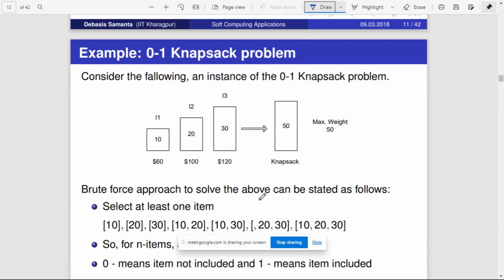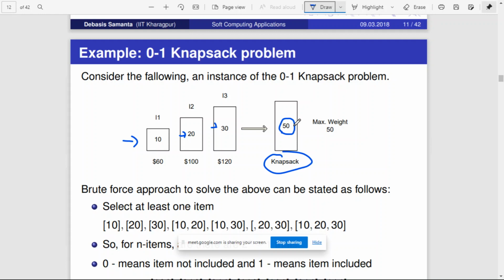Now here is one example for this problem. Assume that the shop contains only 3 items. Instead of x1, x2, x3, it is given as i1, i2, i3, and this is the weight of each item. The weight of i1 is 10 kgs, the weight of i2 is 20 kgs, the weight of i3 is 30 kgs, and the knapsack can hold totally 50 kgs. It cannot hold anything more than that.